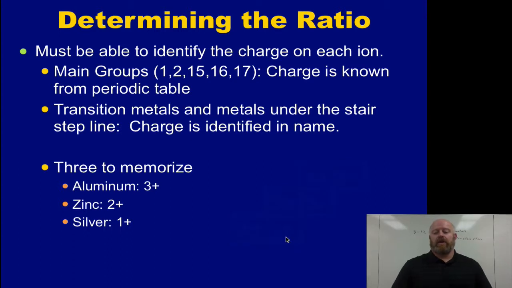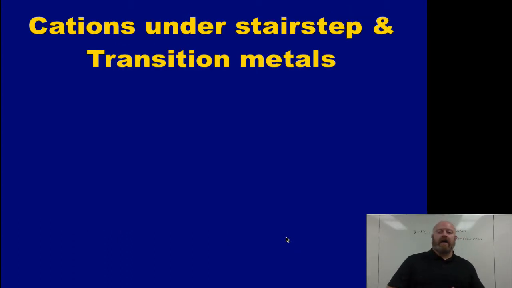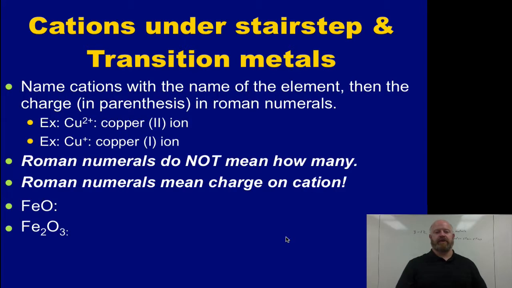Okay, so let's go on to how we actually go through this process of naming these. We're going to focus on the cations under the stair step and those other transition metals. When we're working with these, the first thing we need to realize is that things like copper can form more than one charge. It can form a 2 plus charge or a 1 plus charge.